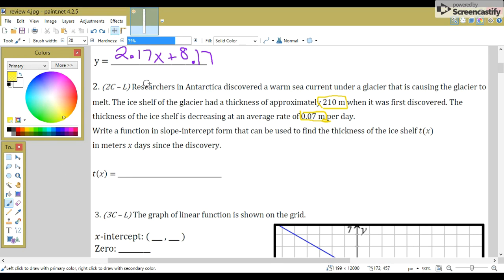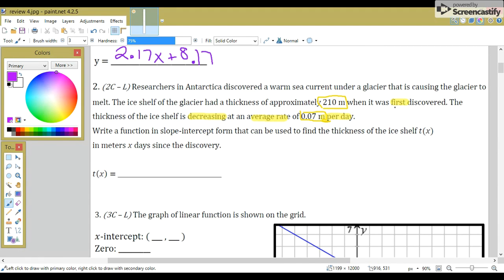So here we want to highlight some key words. The word first is a key word. That is representing the y-intercept. The initial amount is the y-intercept. Decreasing is telling us that it's negative. Average rate, that is the slope. Meters per day.